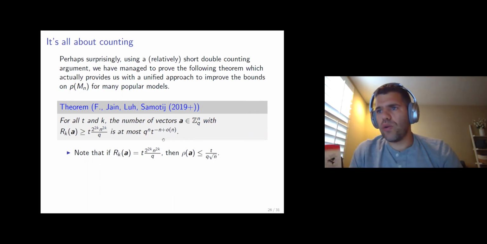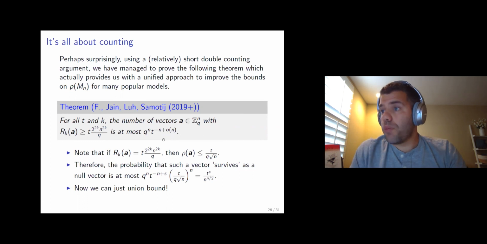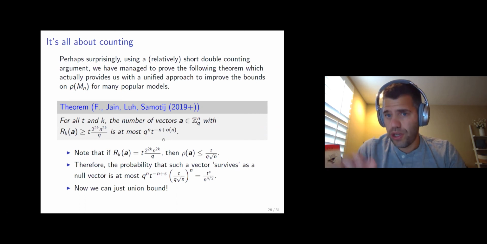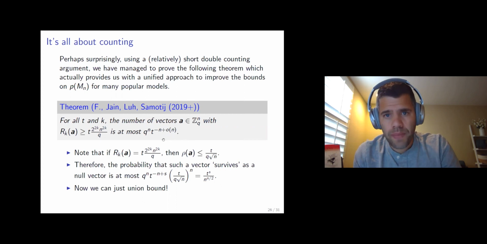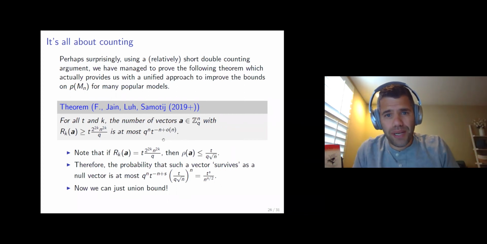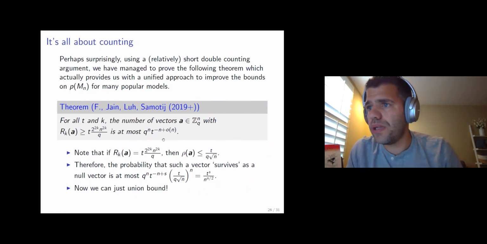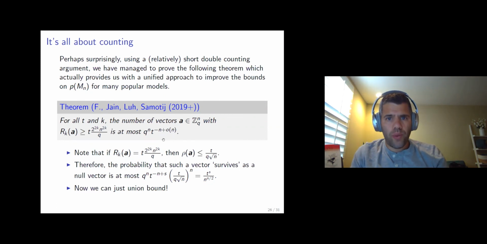So for example, note that if RKA is T times the expectation, then the atom probability is at most T over q times square root of n. And therefore, the probability that such a vector survives as a null vector is at most q^n times T to the minus n times rho raised to the n. But again, it's a small cheat here because I'm using the fact that all the rows are independent, and there are models where the rows are not independent. But in theory, if we have such an expression, we can just take a union bound and exclude all the bad vectors.